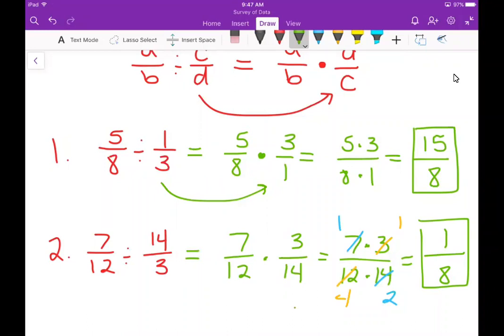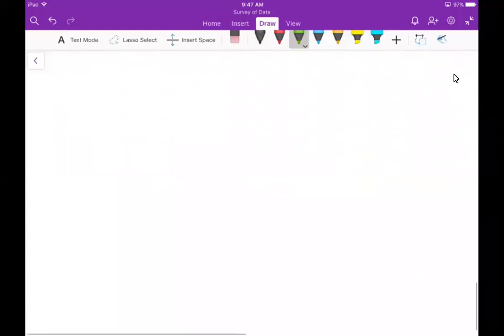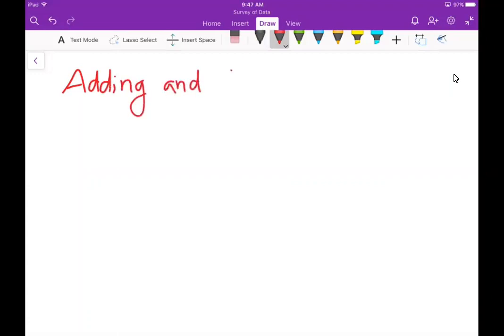Now, the next operations are your harder ones because you have to get that common denominator. Hopefully that triggers something in your brain, remembering a common denominator. So adding and subtracting fractions. Now these operations are very similar because they both need that common denominator. So we're going to put these two together in the same topic.